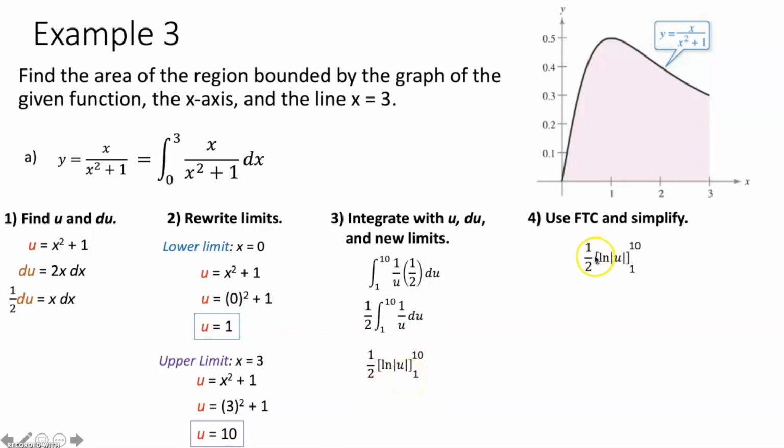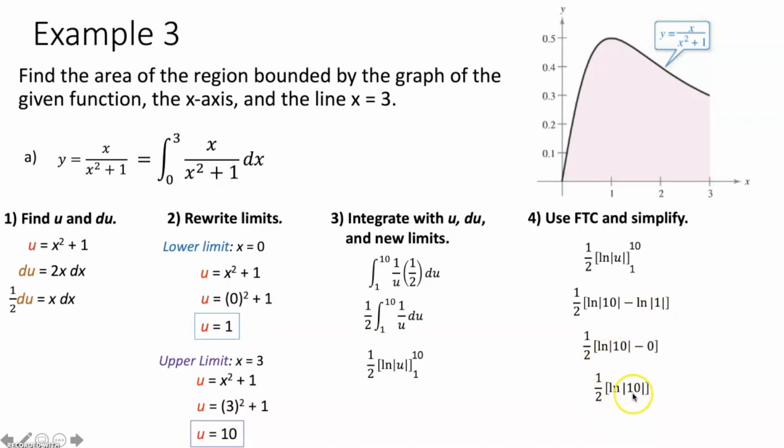So all that's left is to use the fundamental theorem of calculus in order to evaluate this. We're going to take our upper limit of integration, which is 10, plug it in for u, and subtract when we take our lower limit of integration, 1, and plug it in for u. We evaluate each of these, ln of 10, that's just ln of 10. ln of 1 we know is 0. We then simplify and we end up getting 1/2 of ln of 10 as our answer.